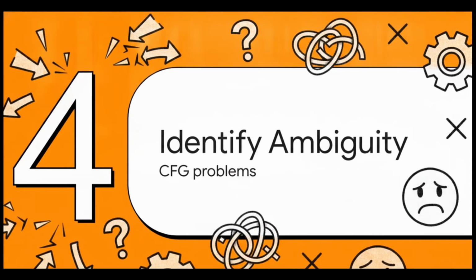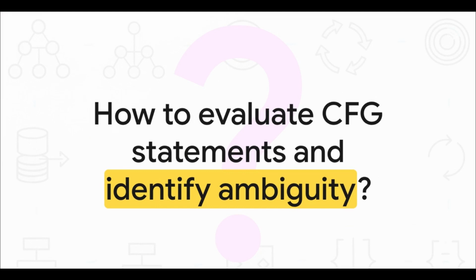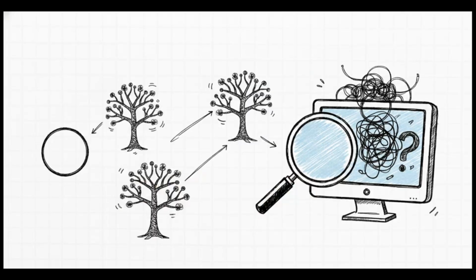Next up, Section 4, Identifying Grammar Ambiguity. Now, I want you to really think about this for a second. What happens when our grammar allows 2 entirely different parse trees for the exact same line of code? Well, when a grammar allows a single string of code to be successfully parsed in 2 distinct ways, you've hit computational ambiguity. And trust me, ambiguity is a computer's absolute worst nightmare.